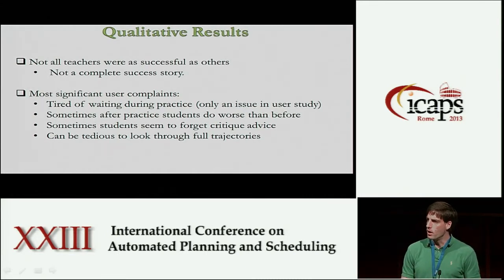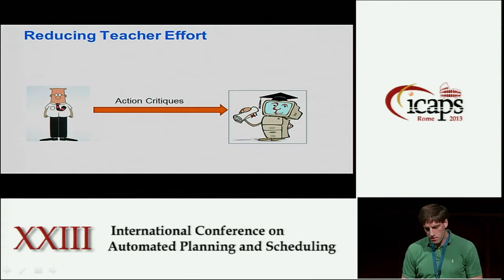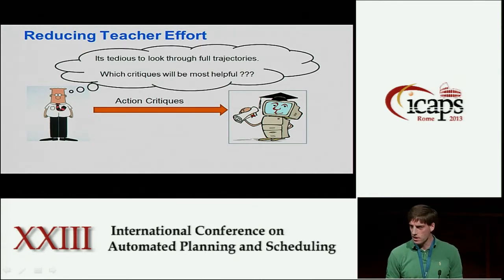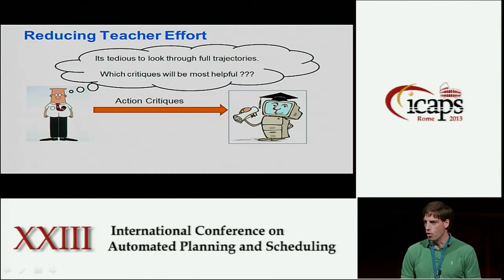And another thing was just looking through these long trajectories can be a bit tedious, all right? And so we're at this situation where, with our current interface, it's kind of tedious for the teacher to look through these trajectories. And also, it's hard for them to know what critiques will be most useful to the system, right? They have no idea, and maybe if they use the system many times, they get a sense of that, but it's kind of frustrating to not know that.